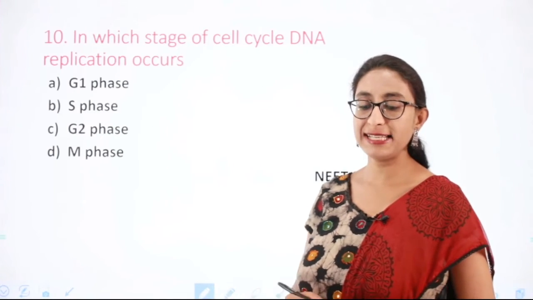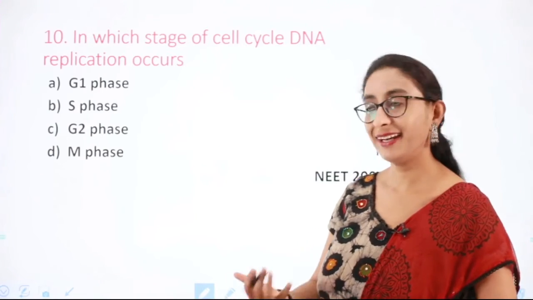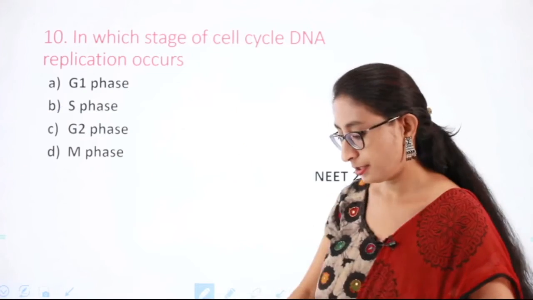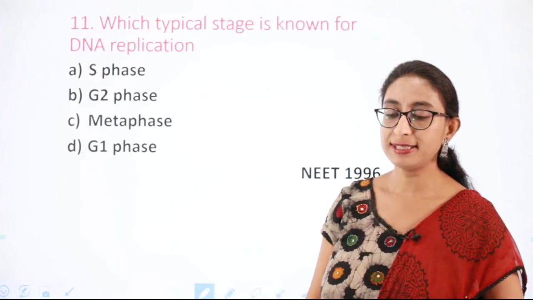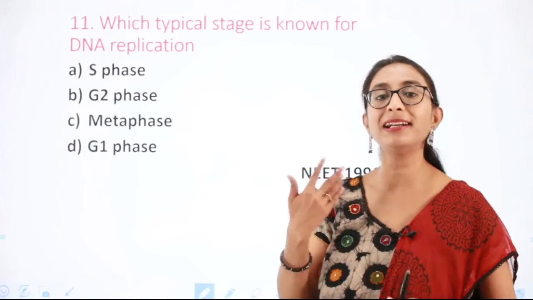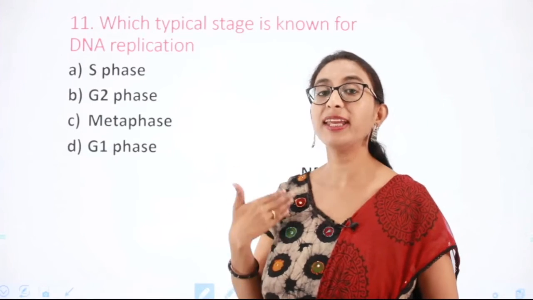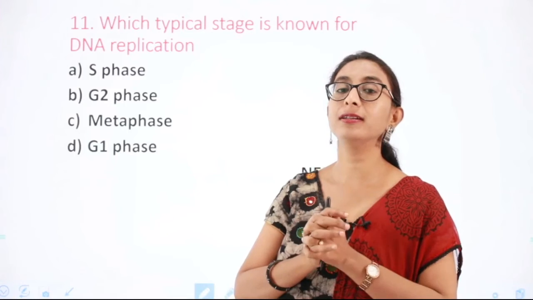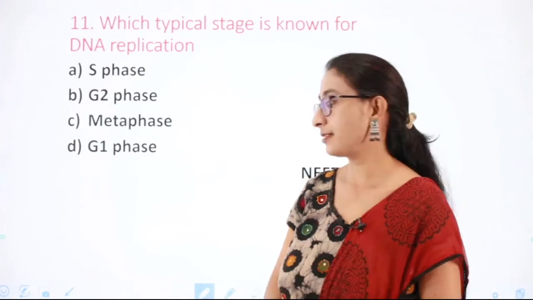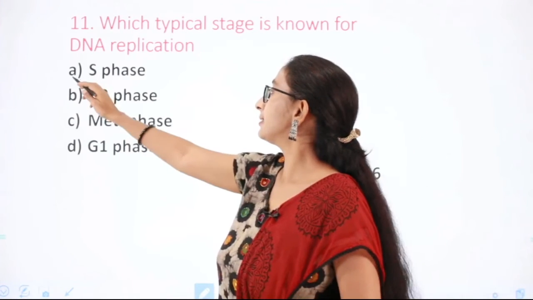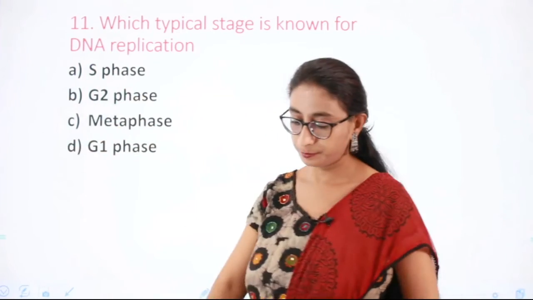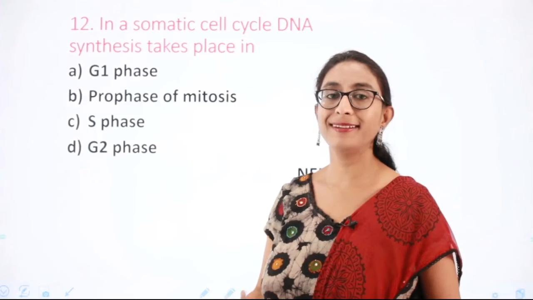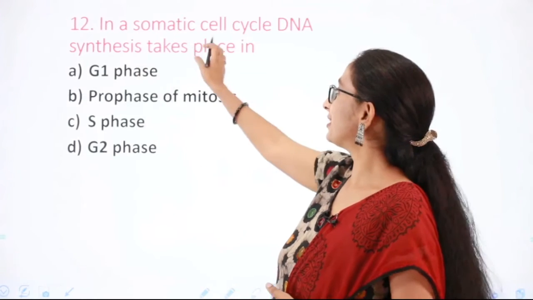In which stage of cell cycle DNA replication occurs? Again, it is a very straightforward question. S phase is the right answer option. Which typical stage is known for DNA replication? See, repeatedly they are just asking the same thing again and again. So you need to know it is the S phase where the replication of DNA occurs. So again here it is S phase. This is also again the same answer. The question is in a different format.